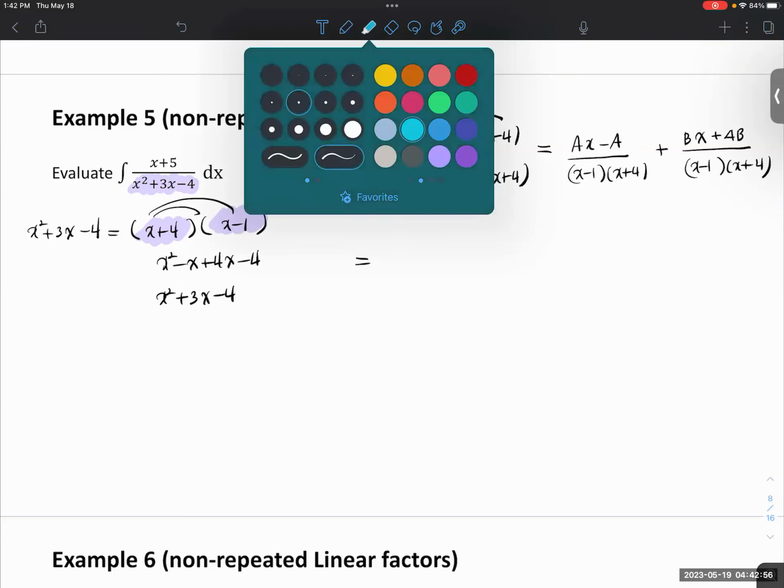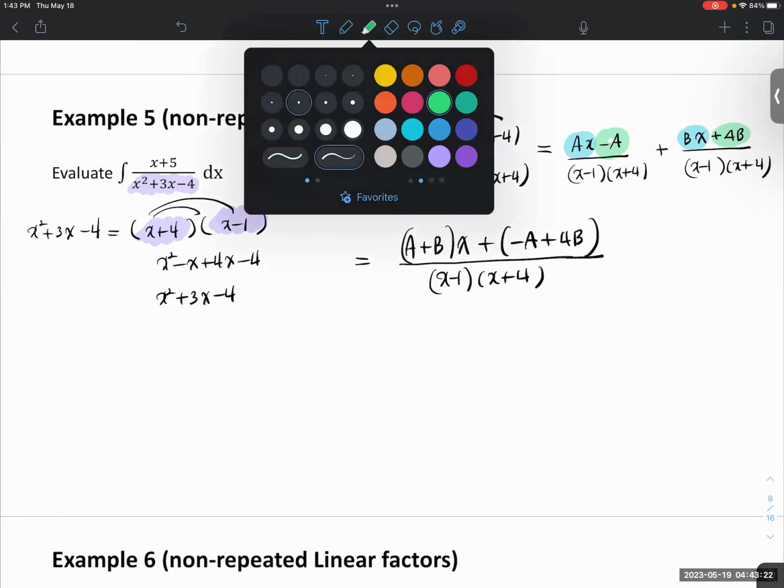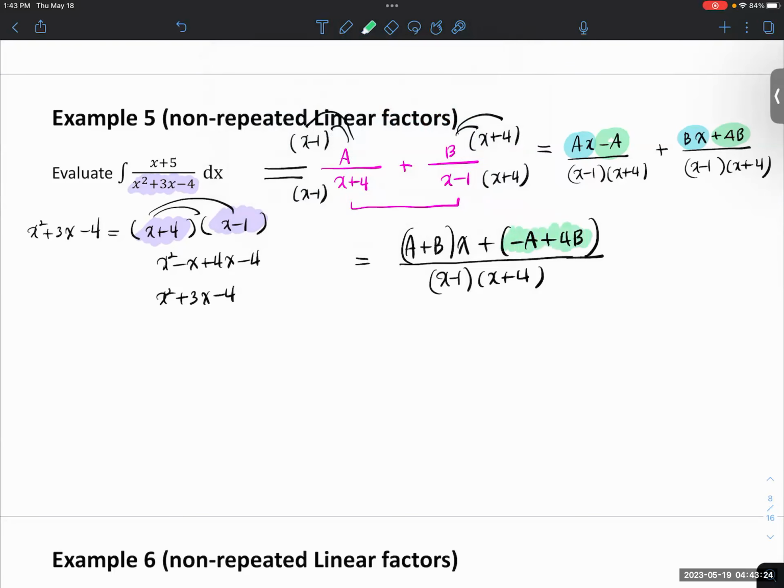What happened? Combining like terms. Ax, Bx, they're the same family. And then negative A, 4B, they're constants, same family. So I can enter them now. They have the same common denominator. So A plus B, they're the same family, x. And then negative A plus 4B, they're the constant family. Does it make sense? So this is a constant, and then this is the x family.